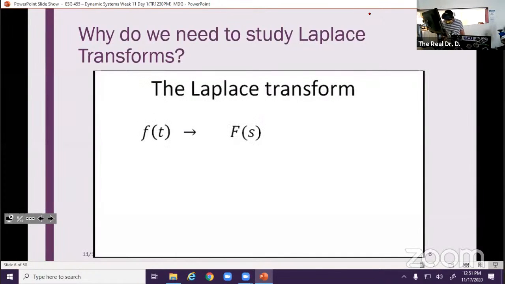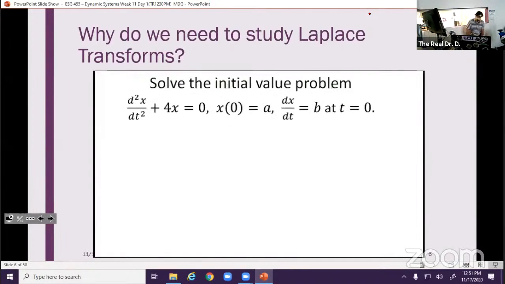What is the Laplace transform and why do you need to study it? The Laplace transform transforms a function f of t in the time domain to another function, capital F of s, in the frequency domain. In the frequency domain, certain calculations become easier. So we transform our problem from time domain to frequency domain, we solve it, and then we transform back to the time domain.